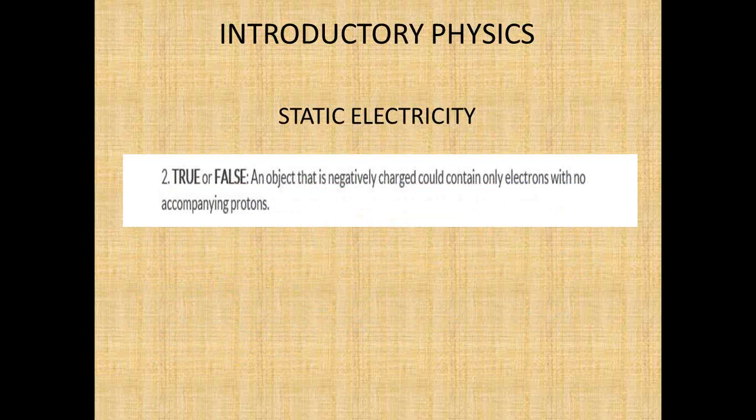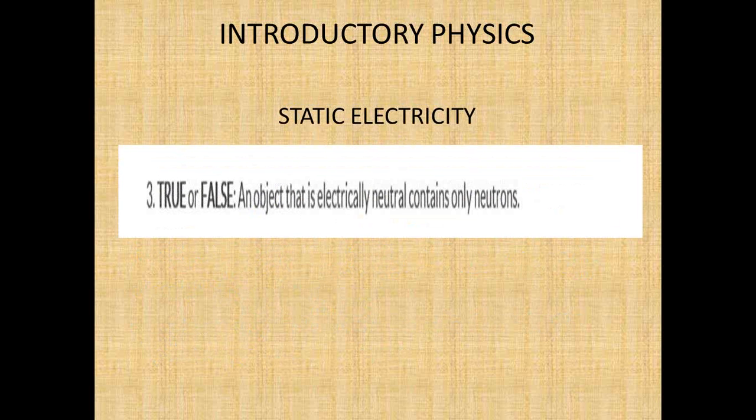Okay, so again, true or false? An object that is negatively charged could contain only electrons with no accompanying protons. So an atom has a nucleus and it has electron shells. The nucleus contains protons, which are positively charged, and neutrons, which are neutrally charged. So the object is going to have a nucleus which contains protons, which are positively charged, and then electron shells around it. So you can't have an object that contains no protons.